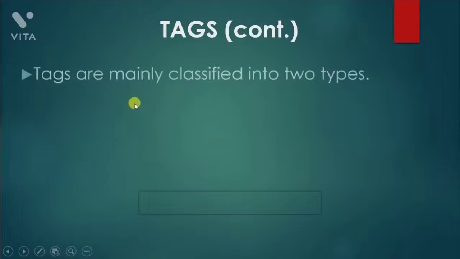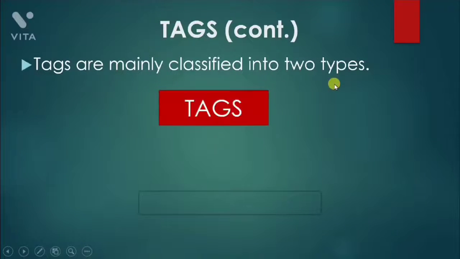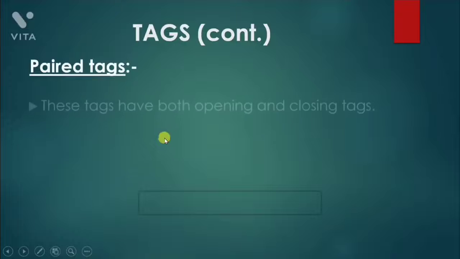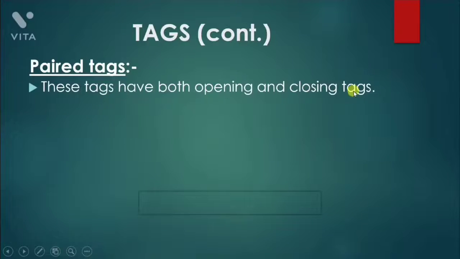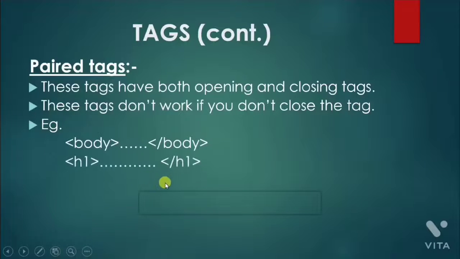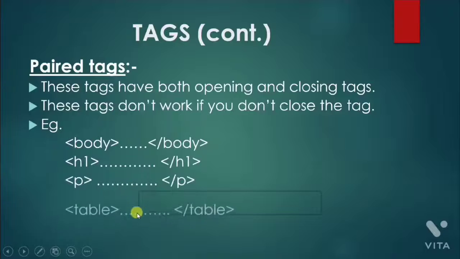Coming to the other points, tags are mainly classified into two types. First one is paired tag and other is empty tag. Coming to paired tags, these tags have both opening and closing tags. So generally paired tags will have both opening and closing tags, as we have seen in the previous example. HTML opens and HTML is closed with a slash. The tags don't work if you don't close the tag. If you don't close the tags, the tag is not executed. Examples: body tag, heading tag, paragraph tag, and table tag.